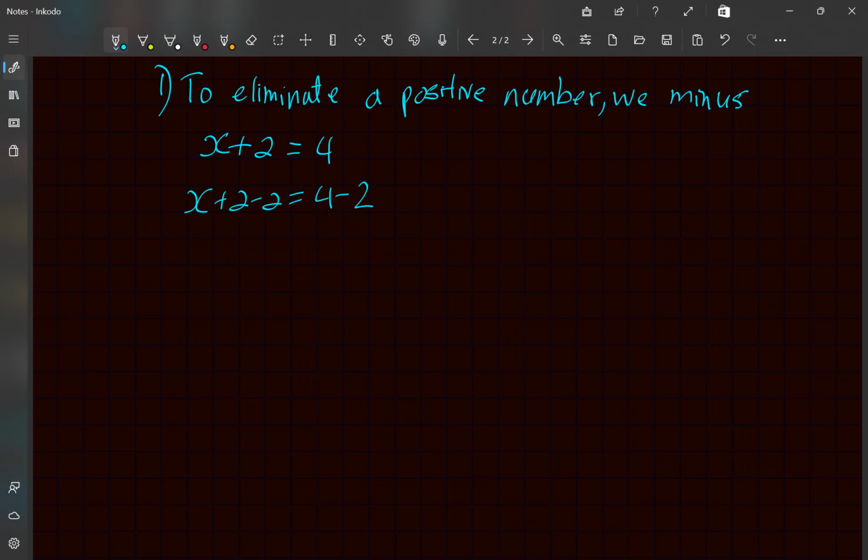and because I did it to the left hand side, I also need to do it to the right hand side. So I would have that x is equal to 2.